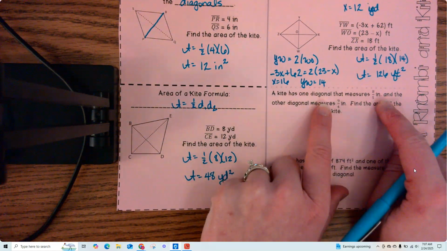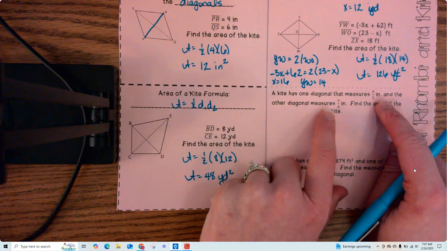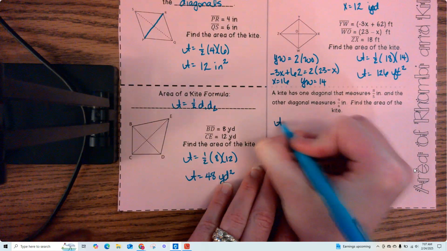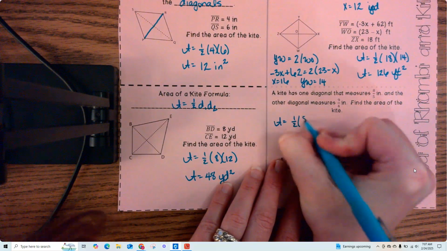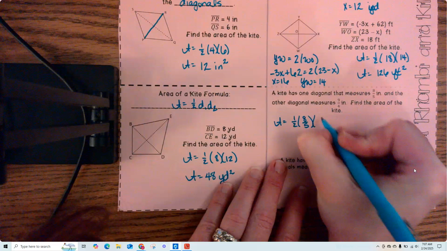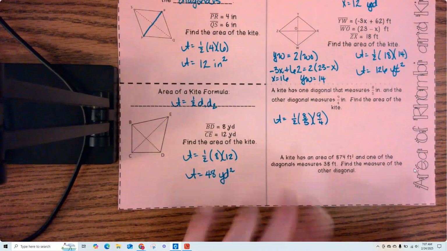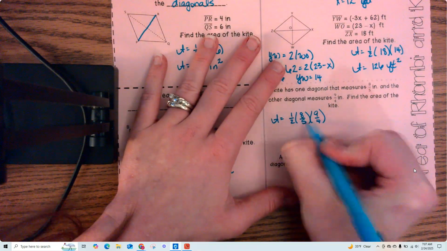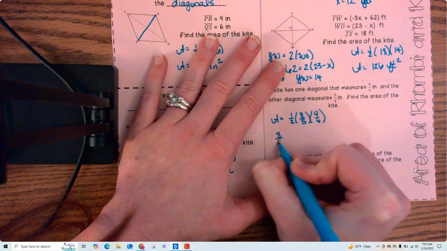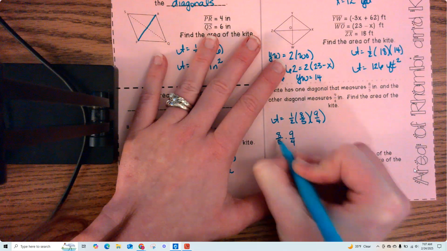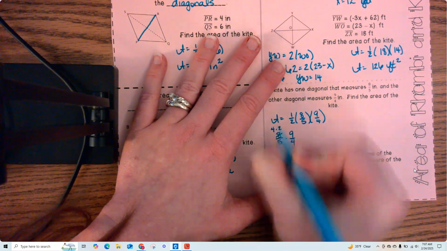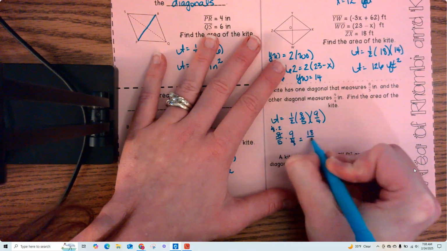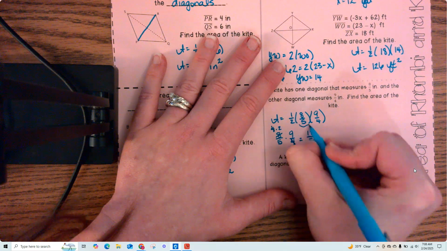So fractions, a kite has one diagonal that measures 8/5 of an inch, and the other diagonal that measures 9/4 of an inch. Find the area of the kite. Same formula again. A equals 1/2 times 8/5 times 9/4. Okay, I'm going to do these fractions by hand. So I'm going to do 8 fifths times 9 over 4 first. 8 is 4 times 2. So this 4 cancels and this 4 cancels. 2 times 9 is 18. Just a 5 on the bottom. So that's what this equals right here.